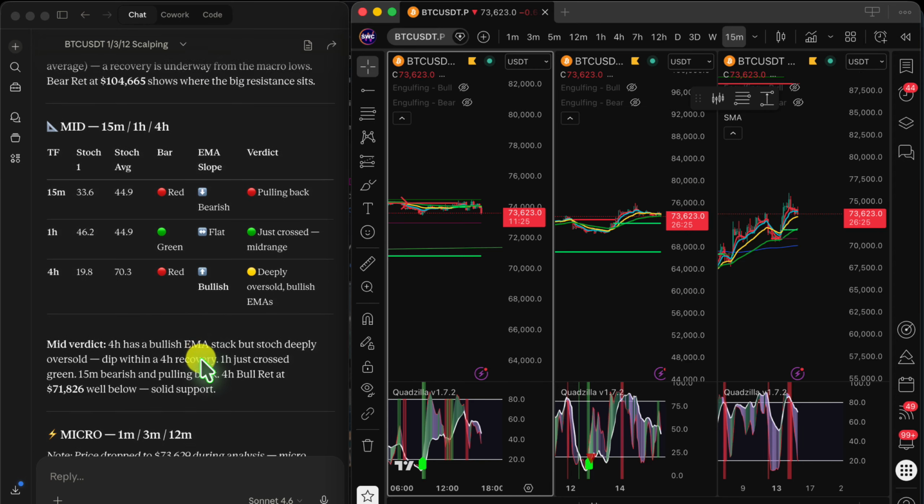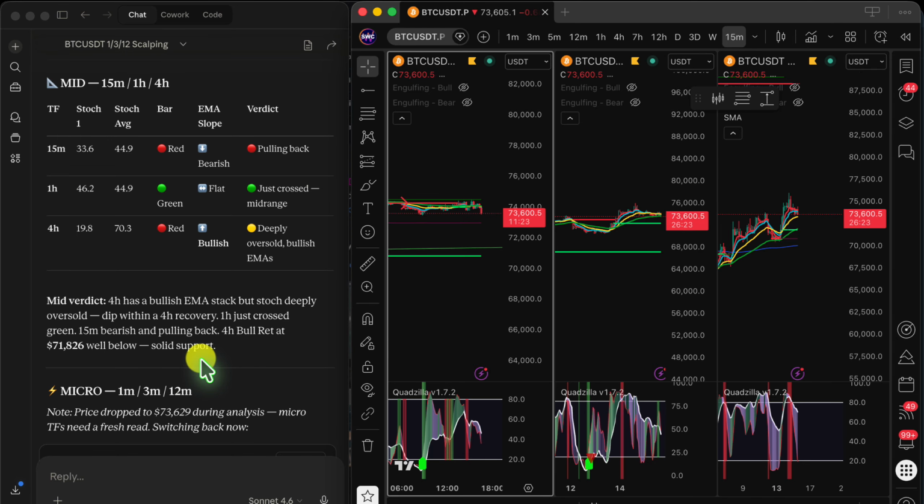So the mid verdict: 4 hour has bullish EMA stack, but stochastic deeply oversold. Dip within a 4 hour recovery. 1 hour just crossed green, 15 minute bearish and pulling back. 4 hour bullish retracement at 71,826, well below, solid support.